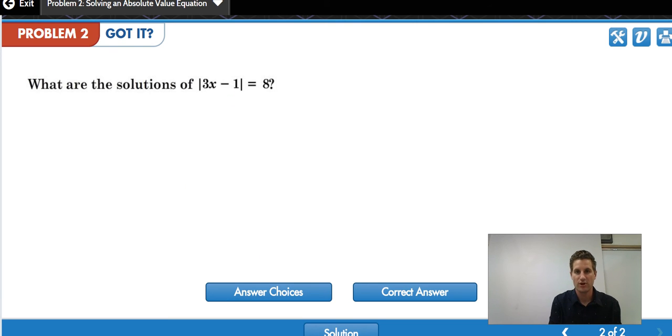Okay, so in problem number 2, we see that it already has the absolute value piece by itself. See, there's nothing on the outside. All the absolute value stuff's on the inside. That means we can break it down into our 2 cases, case 1 and case 2.